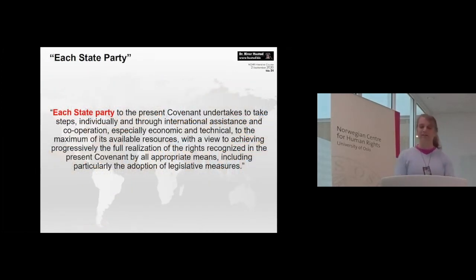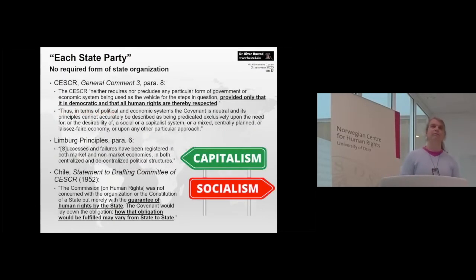So now we're finally getting into that paragraph of the obligations. So the first words, each state party. What does that mean? First of all, it's important to know that when we say each state party, is the state required to have a certain organization, a certain economic system? And the committee has said very specifically, no, that there are many different systems, many economic systems, and all that is required is that the state be democratic and all human rights are respected.